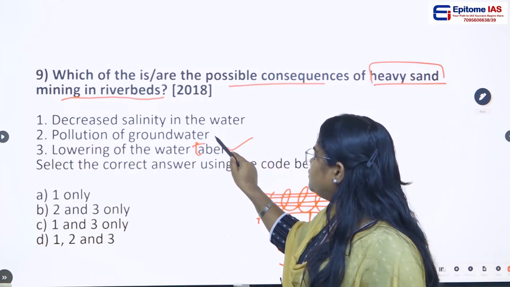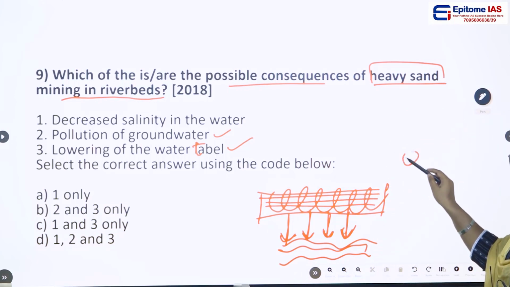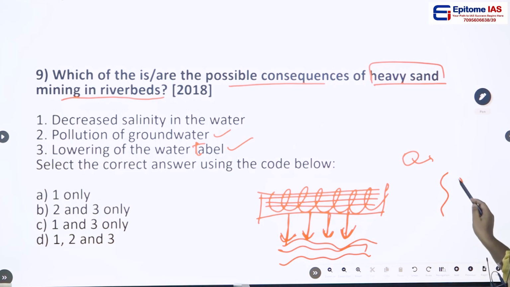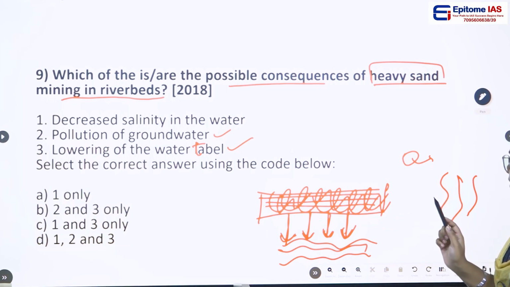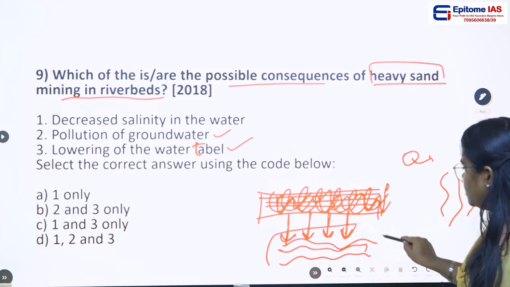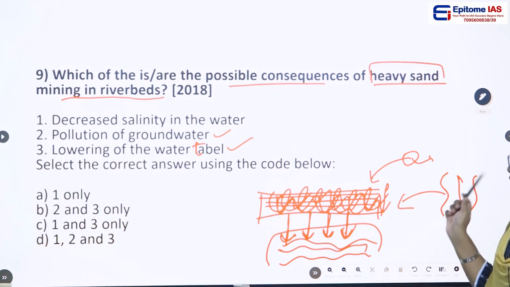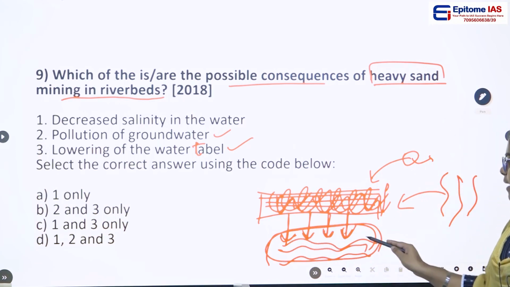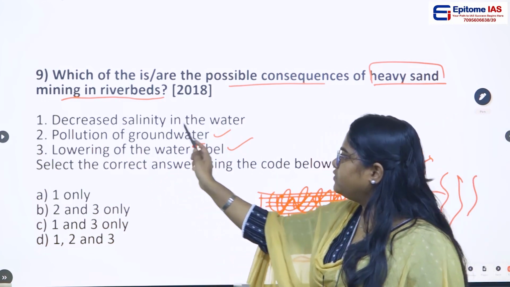And second is pollution of groundwater. How? Again, let's say there is some mine activity happening nearby, or let's say there is a sea nearby. Now when you are removing the sand from the river bed, what will happen? This acts as a barrier, right, to the groundwater. Now this pollution or sea water, ocean water, it comes in and it mixes with the groundwater. So what will happen? This groundwater is contaminated. So yes, it will also lead to the pollution of groundwater.